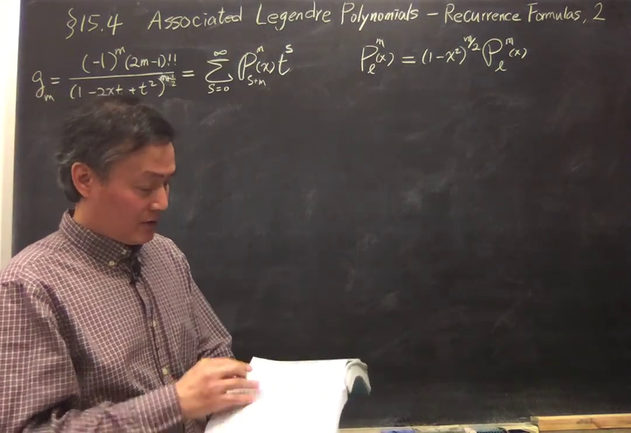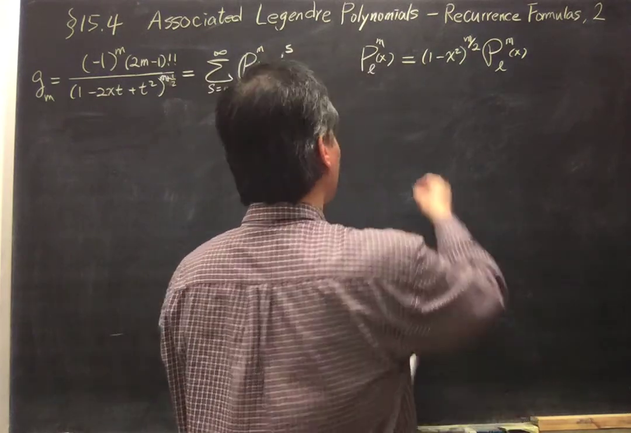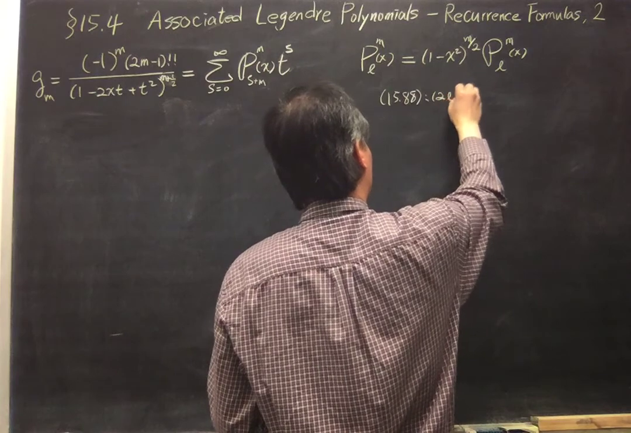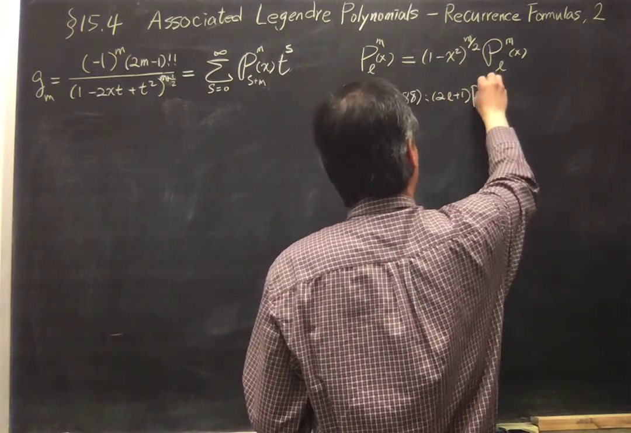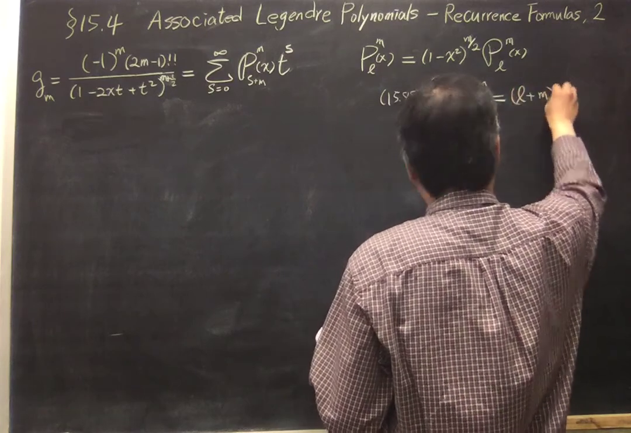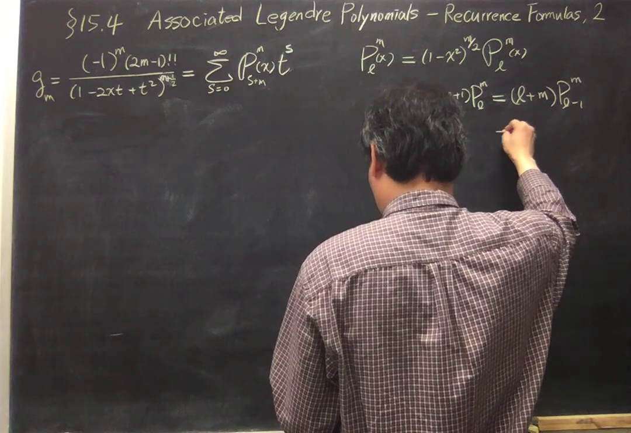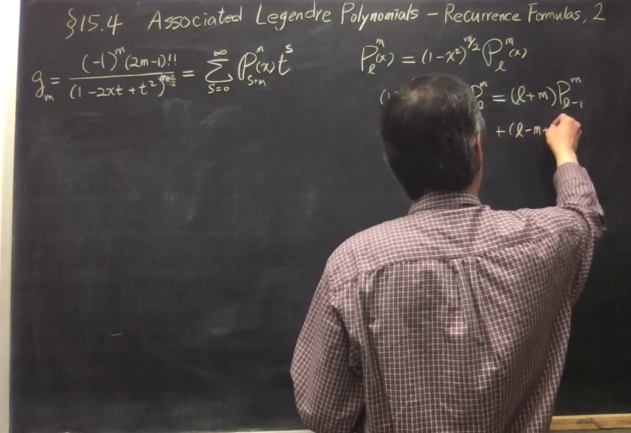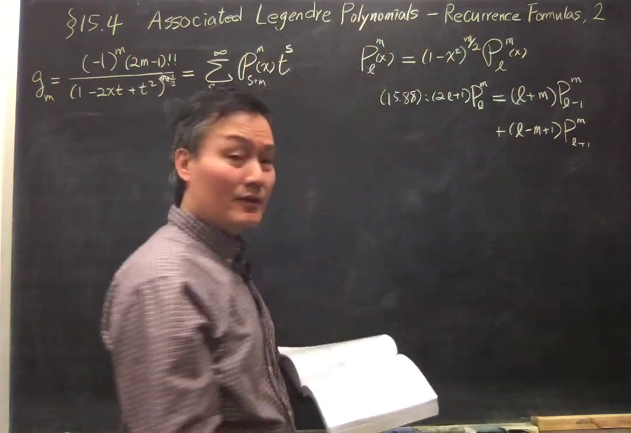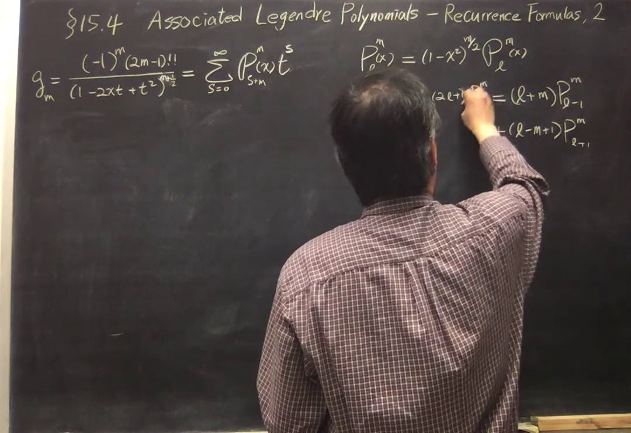So last time, we derived the formula 15.88. Let's just copy it here first. So 15.88: it's (2L plus 1) P_L^M equals (L plus M) times P_(L minus 1)^M plus (L minus M plus 1) P_(L plus 1)^M. This is what we got last time, and everything depends on the function x, so we'll just ignore that. There's an x factor here times x.